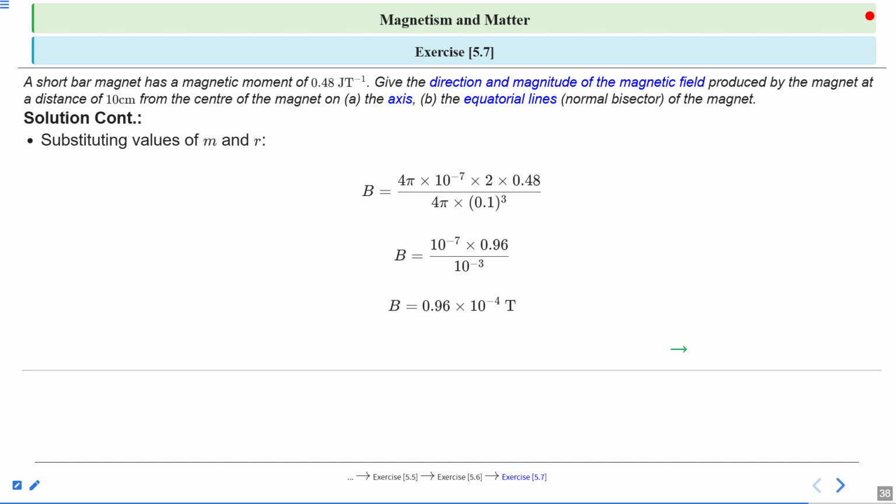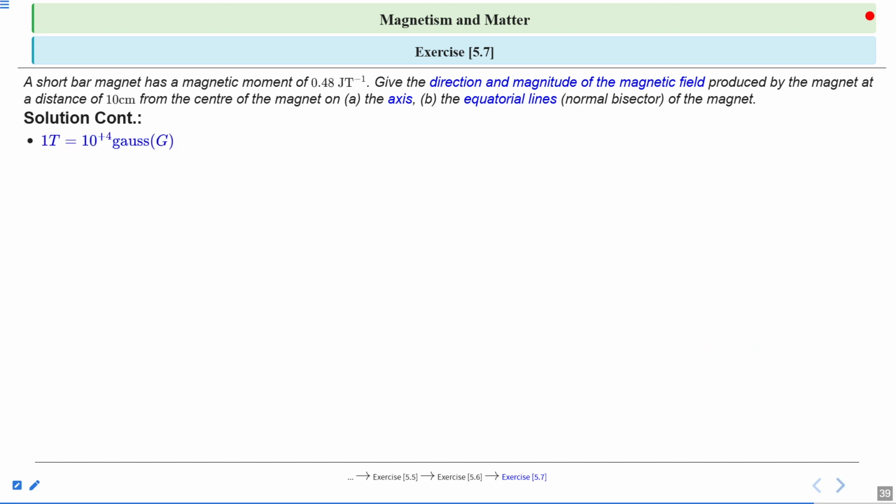Now we are going to calculate the magnetic field at the equatorial line. We know that the magnetic field at the equatorial line is half of the magnetic field at the axial line if distance r is the same. Distance r is the same in both cases, 10 centimeter. You can determine the magnetic field at the equatorial line directly by taking half of the axial line field, or you can solve it separately.